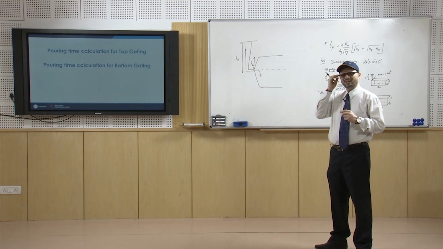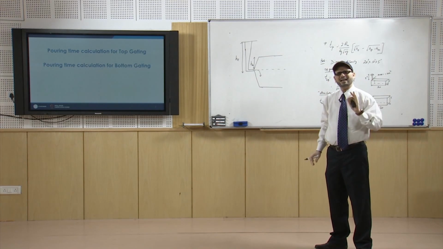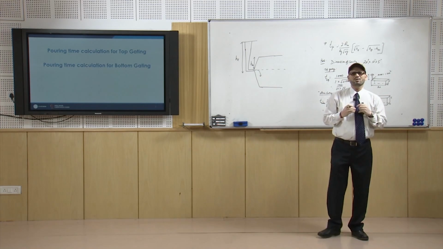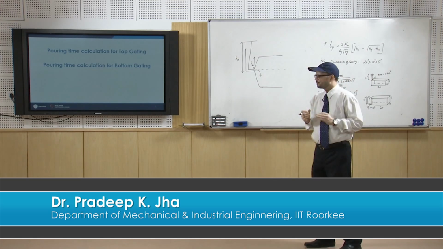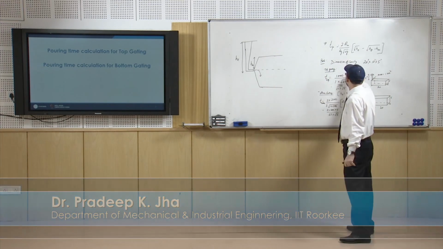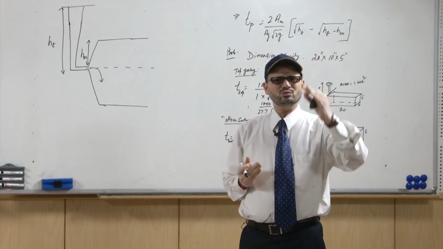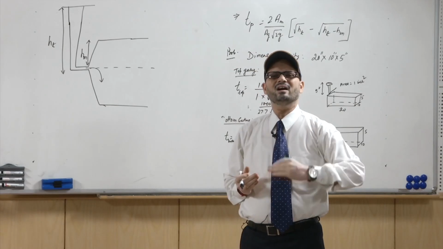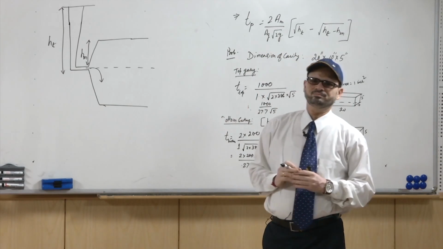So, this way you can calculate the pouring time for different types of gates, although there are many empirical formulas which are established while pouring, but this is the way you can see how it is derived. By using the top or bottom or parting line gating, you can find the pouring time for different cases. Thank you.